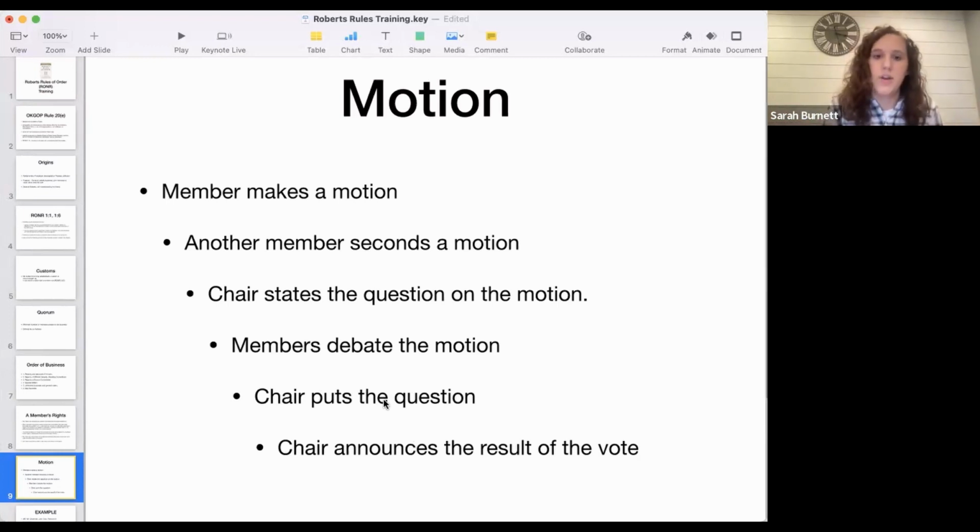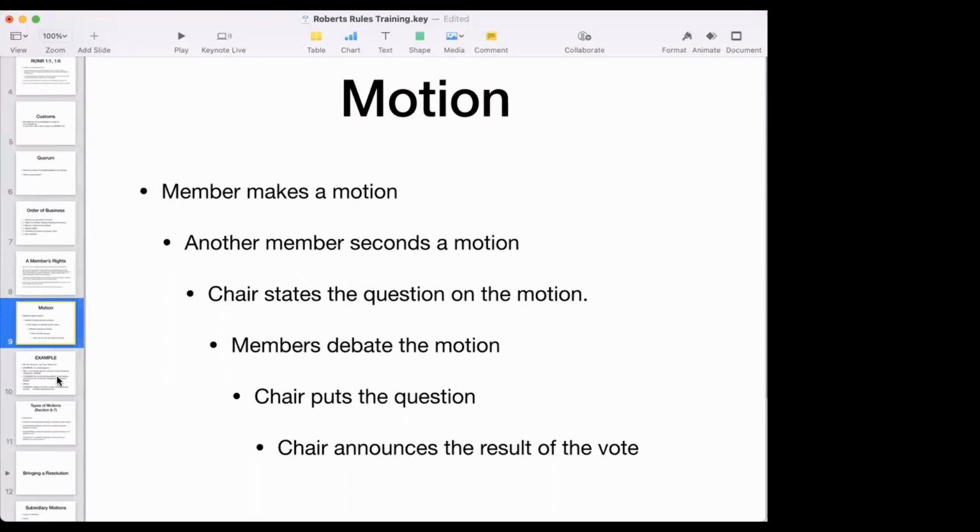If it's not clear, then the chairman or a member can ask for a standing vote, a standing counted vote, the different types of votes to more specifically count out the numbers. And a good chairman will notice if it's close at all and will immediately recognize those things. After the vote is finished, the chairman announces the result of the vote.